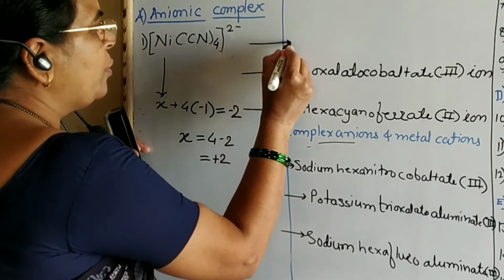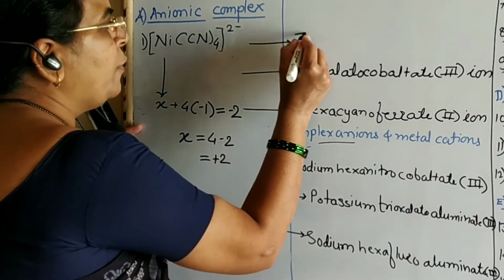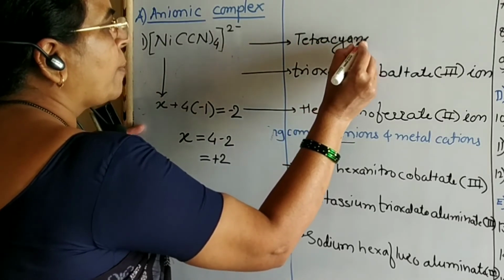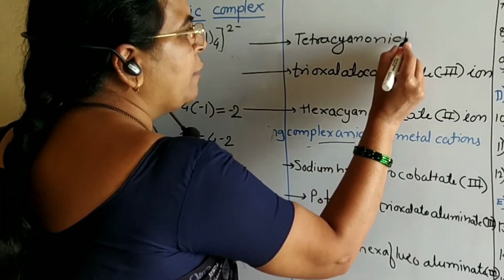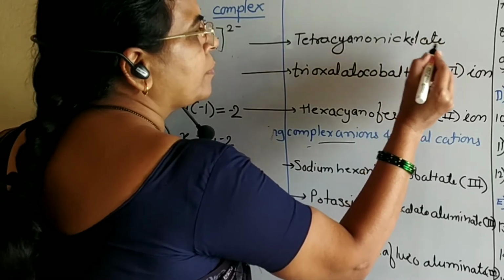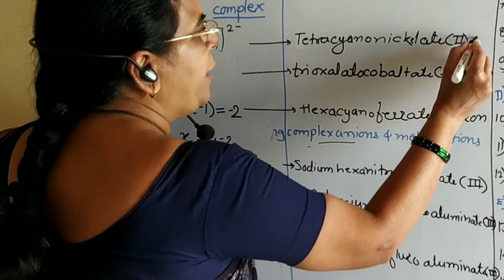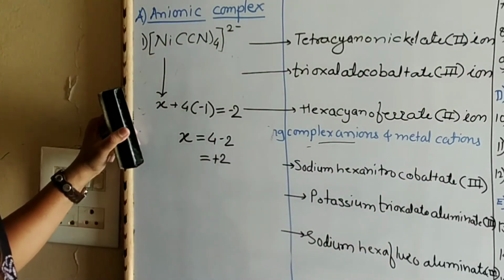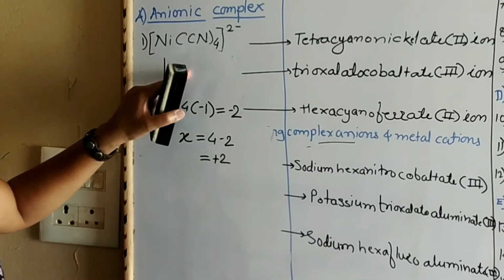Now write the name of this complex. Here 4 cyano groups are present, therefore it becomes tetracyano. Now it is nickel, but it is an anionic complex, therefore it becomes nickelate. The oxidation state of this nickel is plus 2 and it is an ion, therefore it is tetracyanonickelate(II) ion. This is the IUPAC name of this complex.